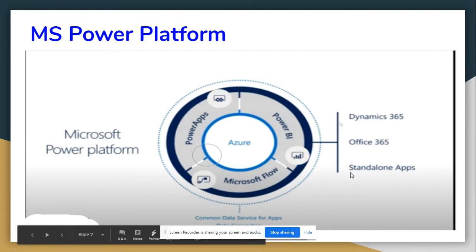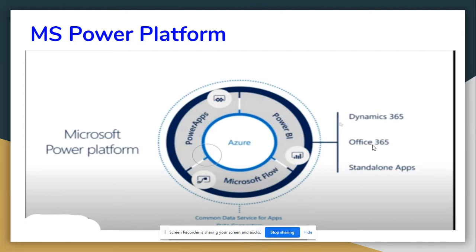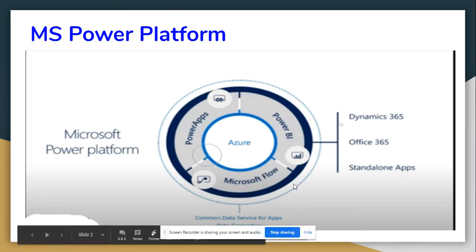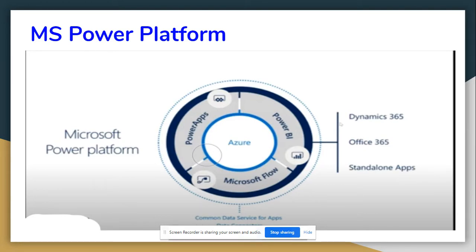And all these things I explained, like Power Apps, Power BI, Microsoft Flow, and D365, Office 365, and any other apps, they are on top of a Common Data Service layer. This layer is the base, what all these things are standing on. Everything is controlled by the Common Data Service. That's the main logic here.